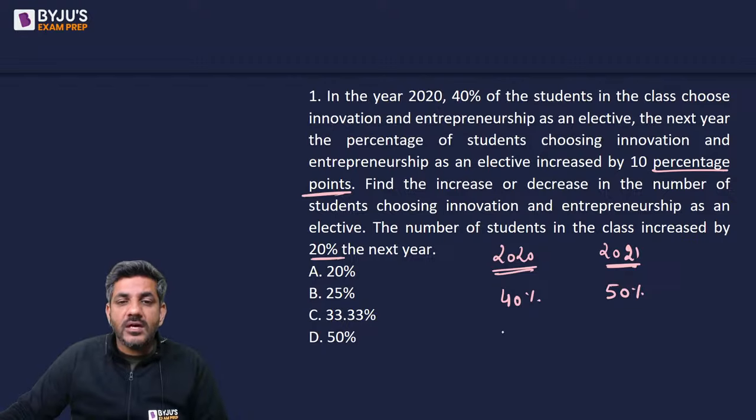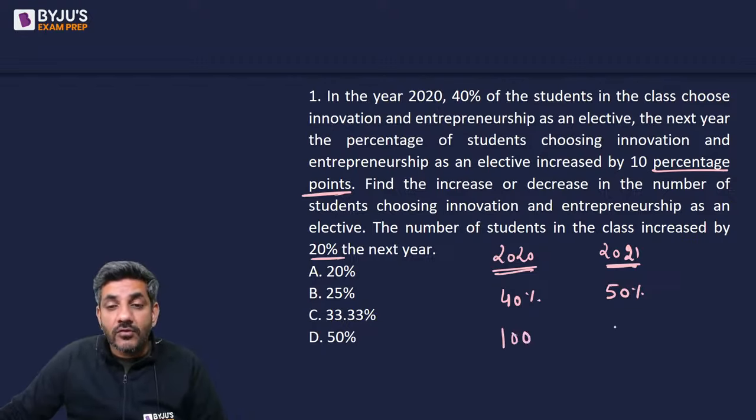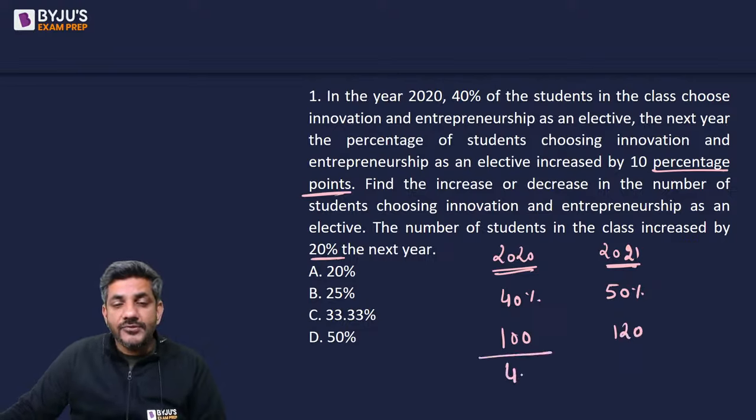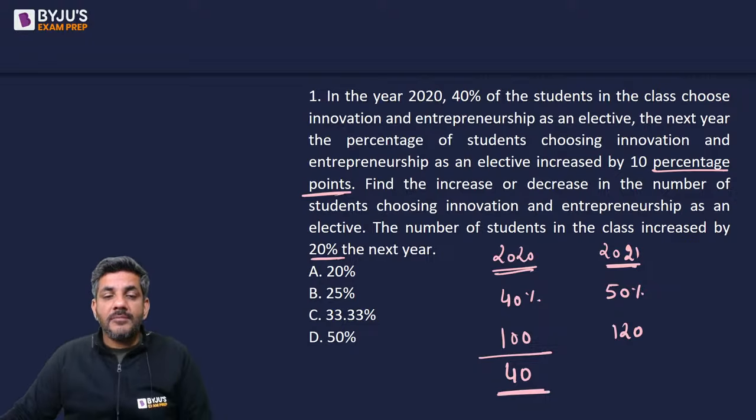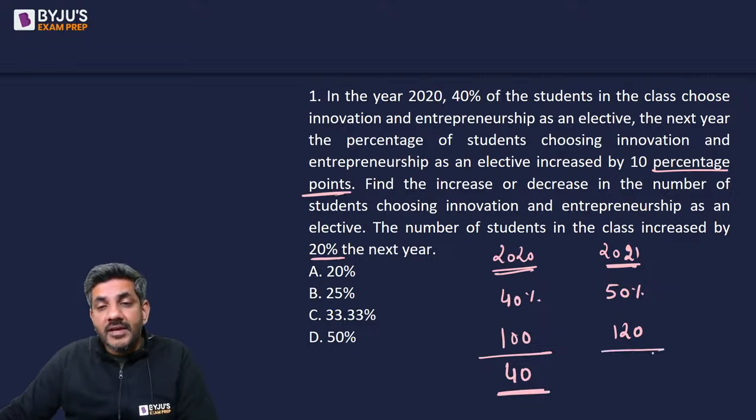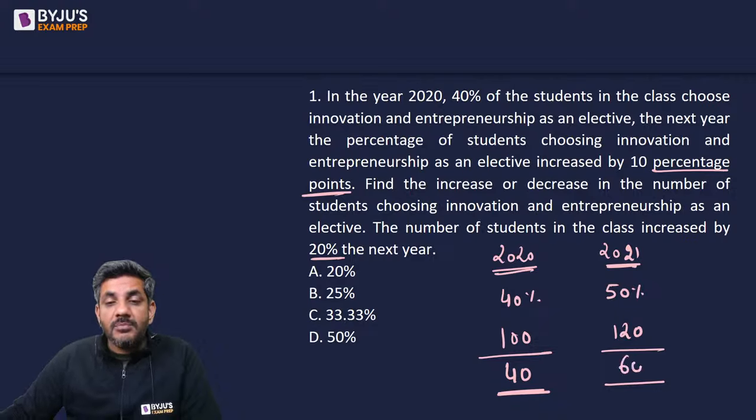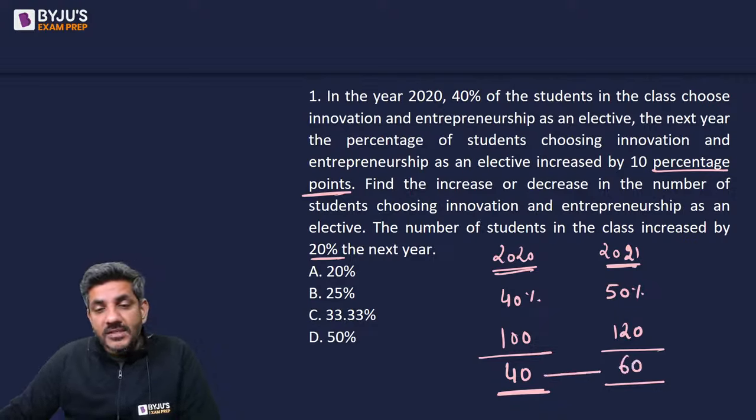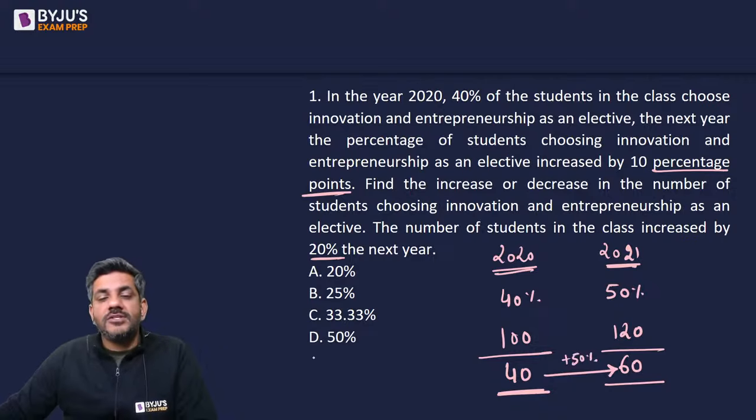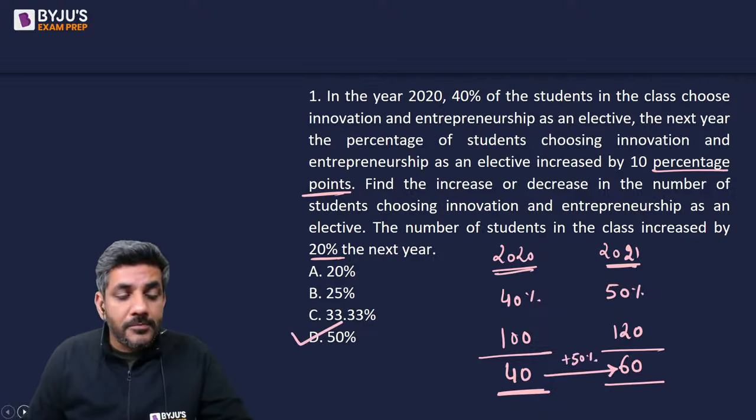Total number of students have increased by 20%. So let us say in 2020 there were 100 students. In 2021 there would be 120 students. Out of these 100, 40% chose innovation and entrepreneurship. That means 40 of them chose it. Whereas in 2021, 50% of 120, that means 60 people chose it. So how much increase is there? It is 50% increase, which says the answer would be option D.